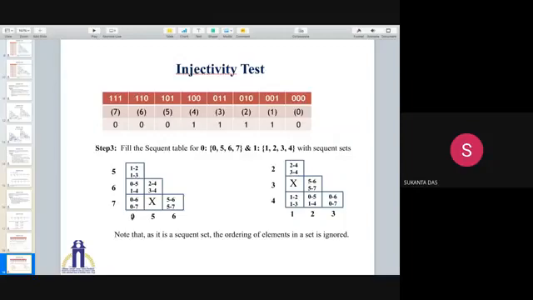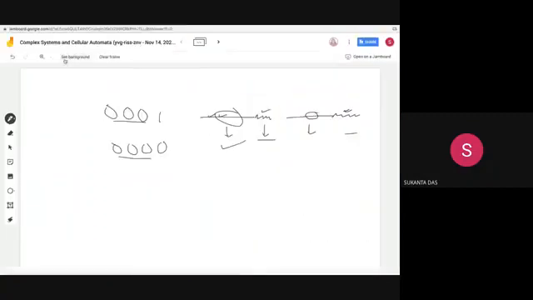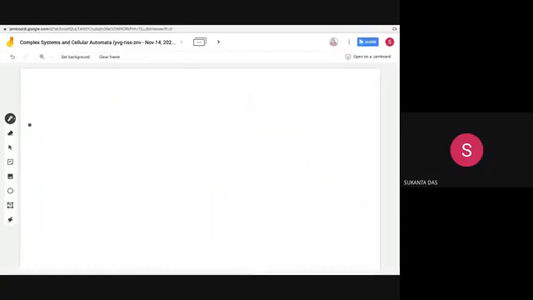See here, 0 and 5. I have written 0, 5, 6, 7, and from 0 and 5 you can get 1 and 2. I'm not showing how I'm getting 1 and 2. Should I show why I'm getting 1 and 2 from 0 and 5? From 0 and 5, I can get two sets, 1 and 2, 1 and 3. So let me show from 0 and 5.